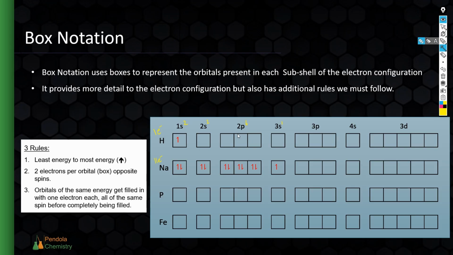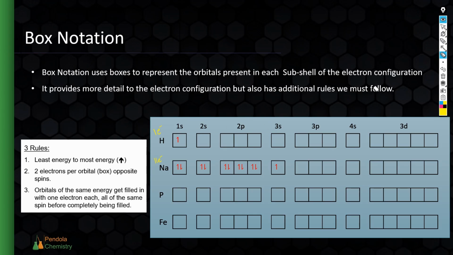Now, for 2p, we have 6 electrons, and they're all filled. So again, each one has 1 going up, 1 going down, because we're going to have only 2 electrons, and they both need to be in opposite directions. When we get to the 3s, when we only have 1 electron, we can put it pointing up or pointing down. That doesn't matter. In this case, I like to put them pointing up, but it wouldn't really matter which way I put them.